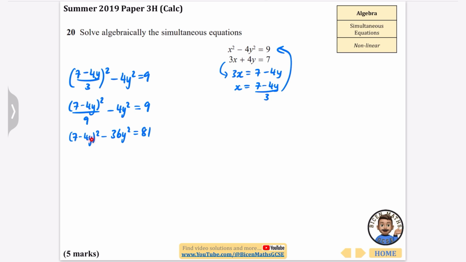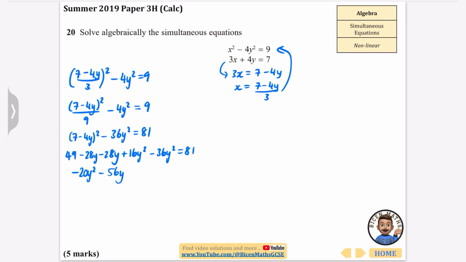And now I'm going to expand these. If you need to write the double brackets out, you should do, but I'm going to go straight in. It's going to be a 49 minus 28y minus 28y plus 16y squared minus 36y squared equals 81. So these bits came from expanding this double bracket. Now I'm going to do a lot of simplifying here. 16 minus 36 is minus 20y squared. Then I have minus 28y, which is minus 56y.